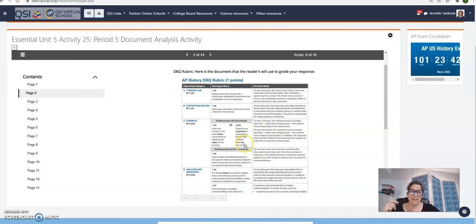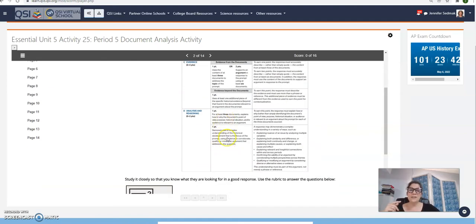And notice here it says at least 6 of the documents. You're only going to get 1 point if you use 3 of the documents. There are 7 documents in total. And then you get a point for evidence beyond the documents. So pay attention and read these little caveats here so you understand what they mean by beyond the documents.